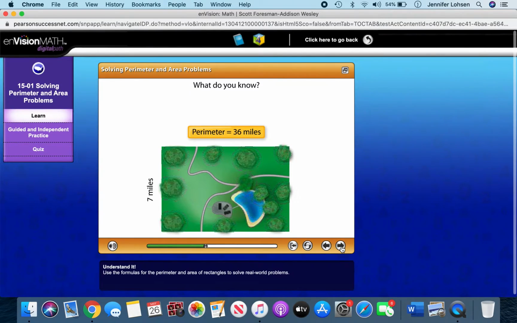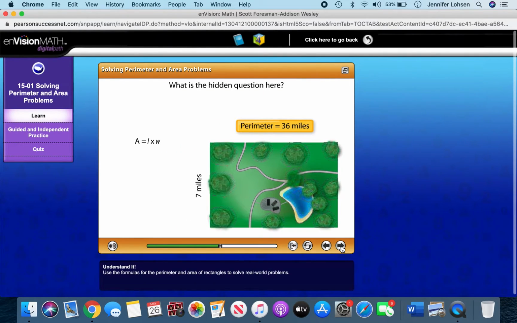What do you know? Well, the park is a rectangle. The perimeter of the park is 36 miles, and the park is 7 miles wide. Area equals length times width. What is the hidden question here? The width is known. The hidden question is, what is the length of the park? The length is 11 miles, and the width is 7 miles.